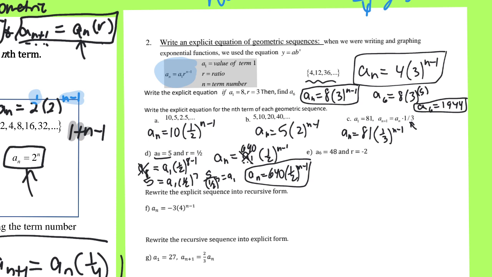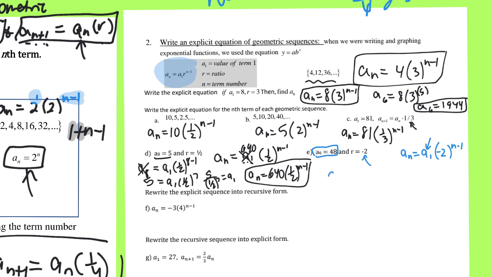Okay, let's try this next one, see if we can do the same thing. We want to write the equation. So a sub n is equal to the value of a sub 1, which we don't know, times the ratio. The ratio is -2, to the n minus 1. We really need a sub 1. So we have to play this game: they gave us a term, and using the ratio in that term, we can solve the equation for a sub 1.